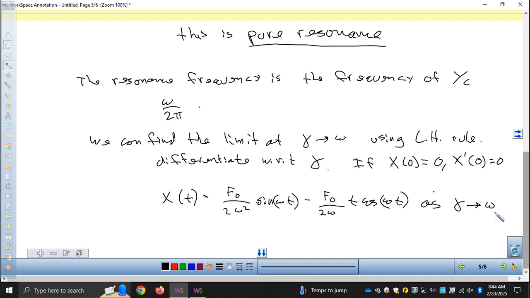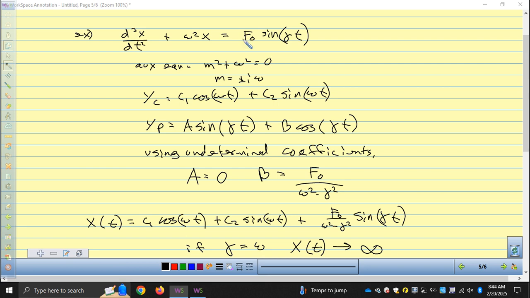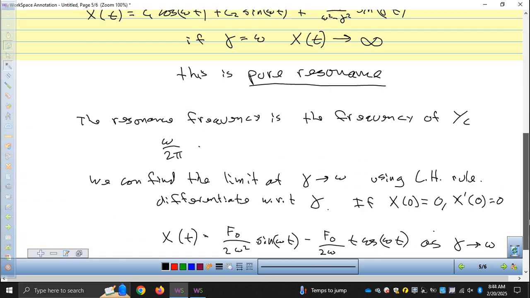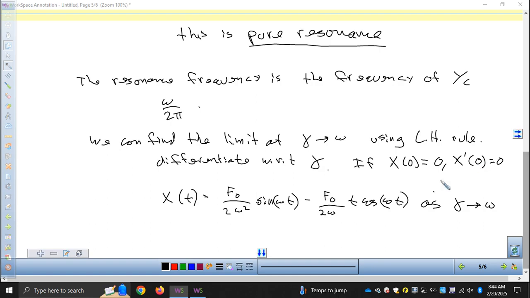There's one homework problem. The last homework problem in this section is basically doing the math to show all of this stuff. So you use undetermined coefficients, use your initial conditions, and then use L'Hopital's rule, differentiate with respect to gamma to find our limit. And we can see as t approaches infinity, because of this t term, our x of t, our output, is going to grow in time.